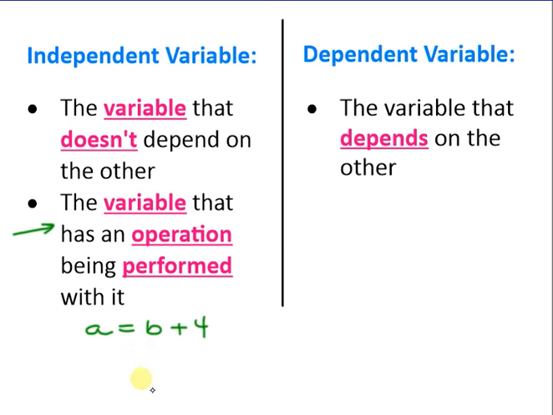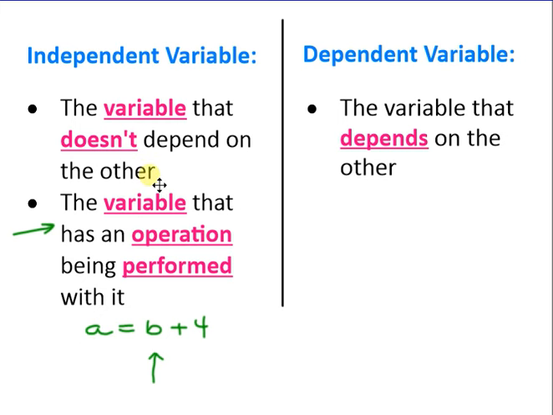So the independent variable in this equation is b because it has an operation being performed to it. It has a +4 being performed to it. And the reason why it's independent is because whatever happens to b affects a. And so a is what we would call the dependent variable. It's the variable that depends on the other. So whatever b decides to do, if it decides to add 4 to itself, if it decides to subtract 2, if it decides to divide itself by 28, it impacts what happens to a.